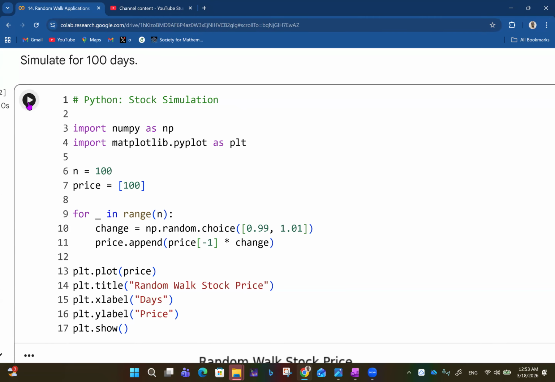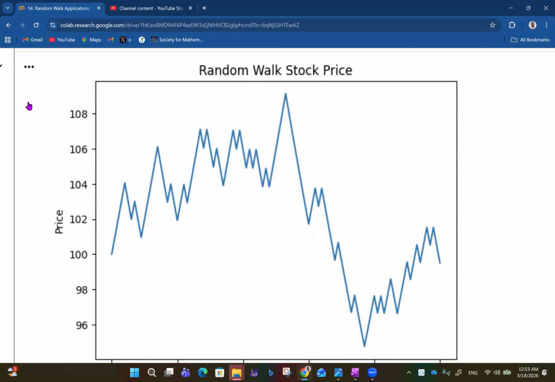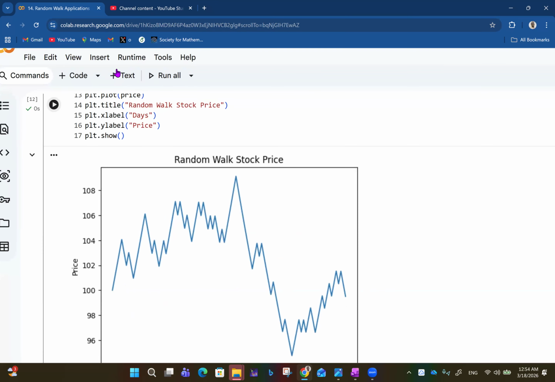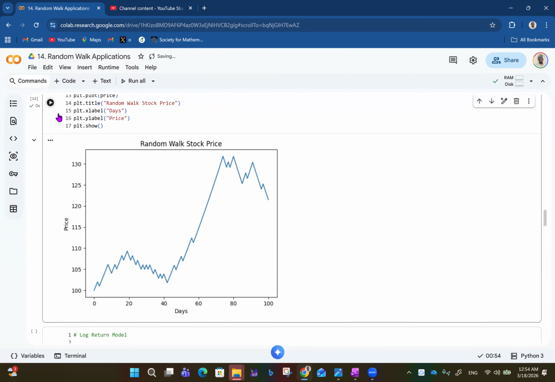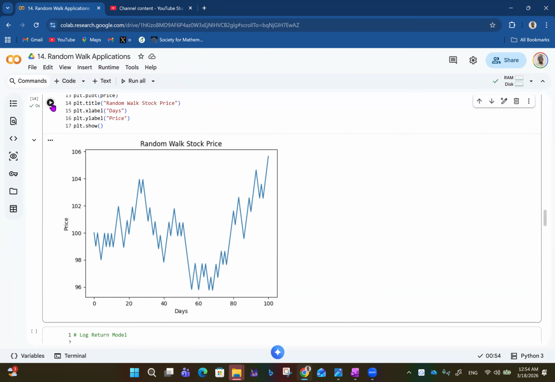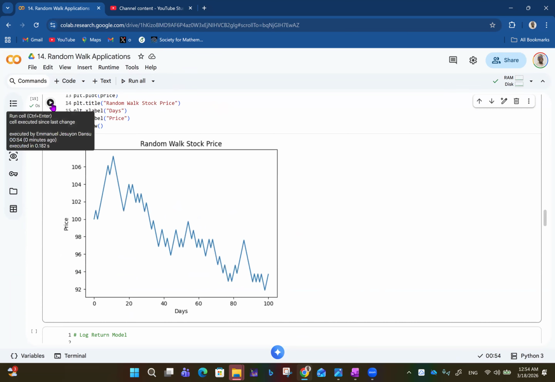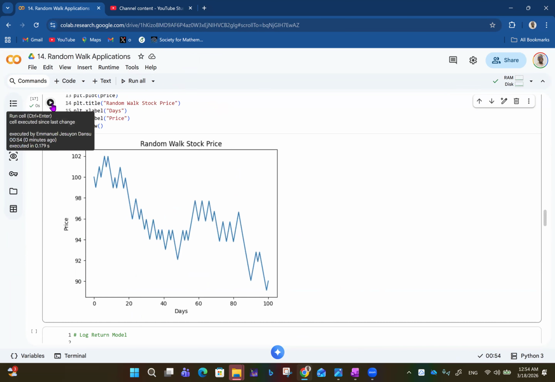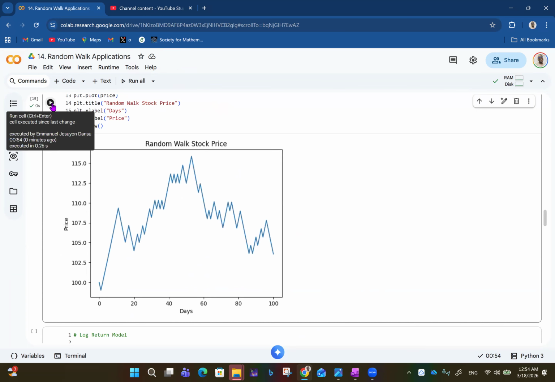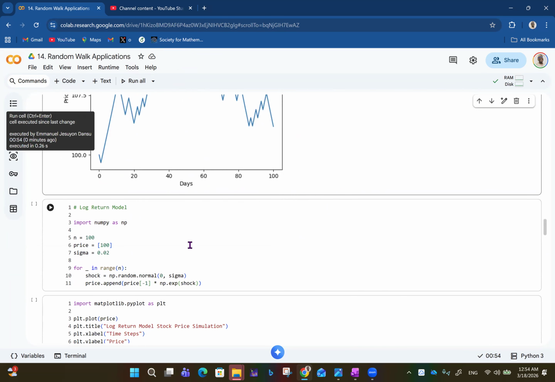And then by the time you run this, you get something like this. But because it is random, each time you run, you get a different kind of random walk for the stock price. So it can keep changing like that because it's all stochastic.